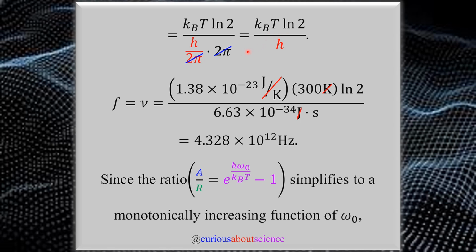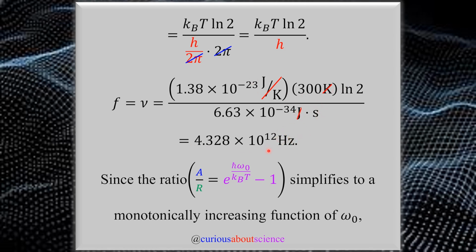So numerically, the frequency of interest is putting in Boltzmann's constant for the appropriate units, so joules and Kelvin. Our temperature given was 300 Kelvin. Natural log of 2 came from our ratio. And then we have the Planck's constant down here. So joules and seconds, cancel, cancel, cancel, cancel. So we're left with 1 over seconds, which goes to hertz.